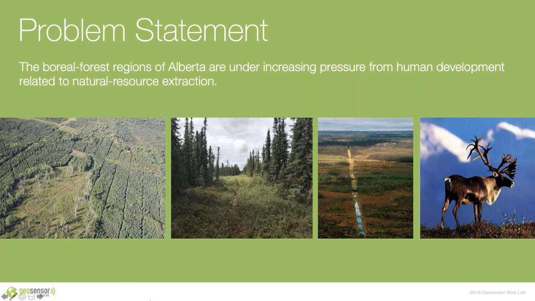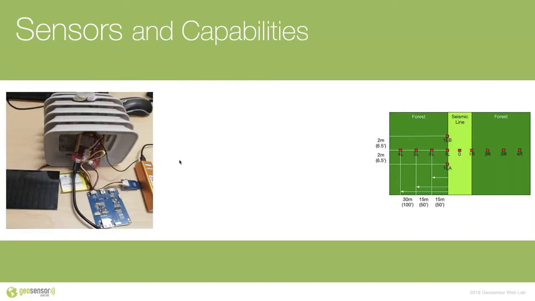Also, oil and gas companies, if they want to return those lands to the Crown, need to grow back the trees and reclaim those lines that they made for explorations. So they need to demonstrate that the environment of those lines and the other forest area are the same, and that they can grow back those trees. So in this project, we wanted to monitor the environmental parameters of those lines.